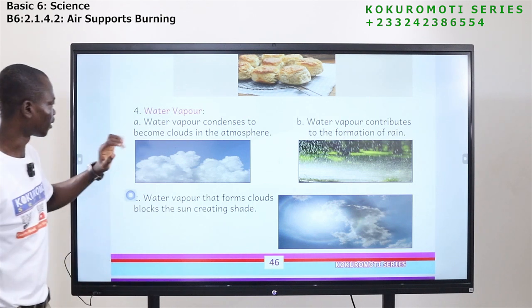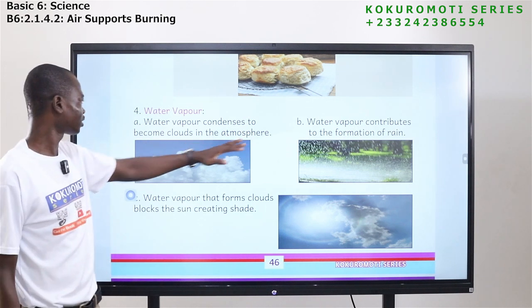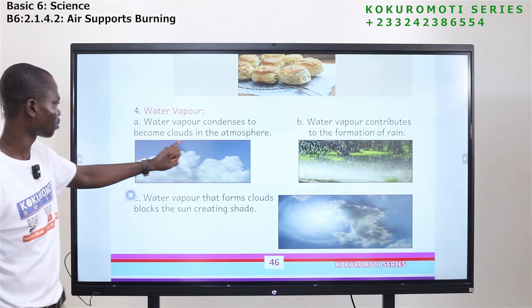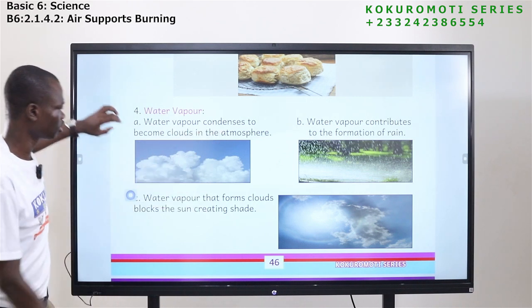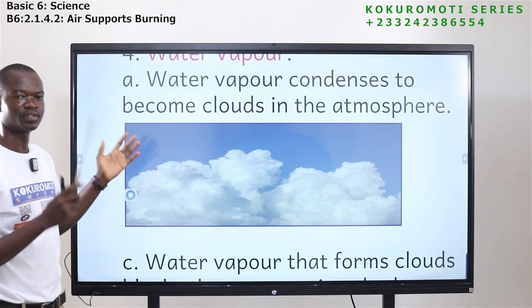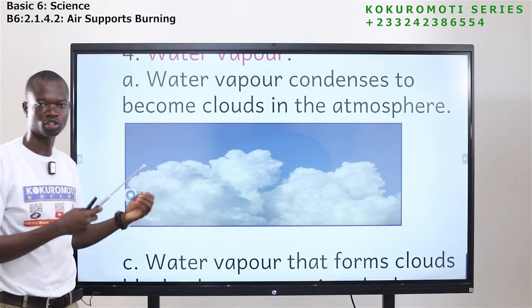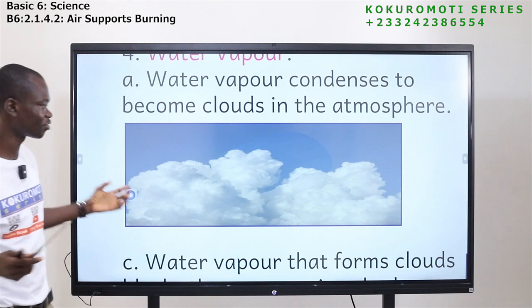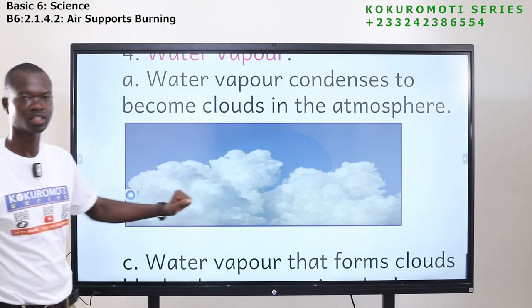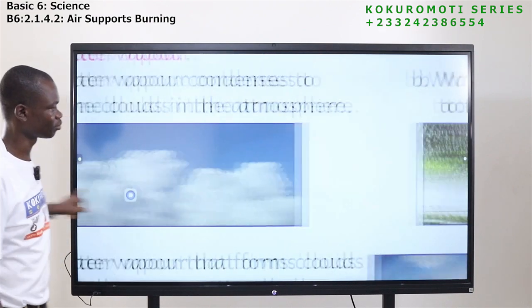Okay. One, water vapor condenses to become clouds in the atmosphere. So the clouds that we see in the atmosphere, these clouds are formed because of water vapor. So when water vapor condenses, becomes cool, it changes to form clouds in the atmosphere.